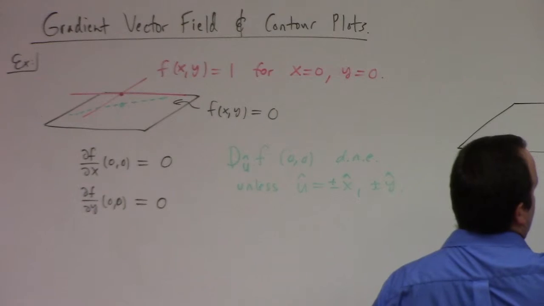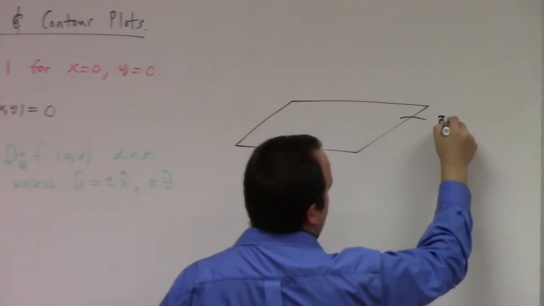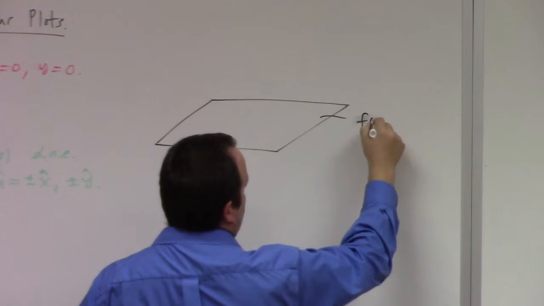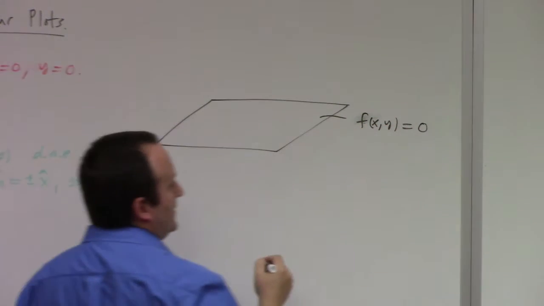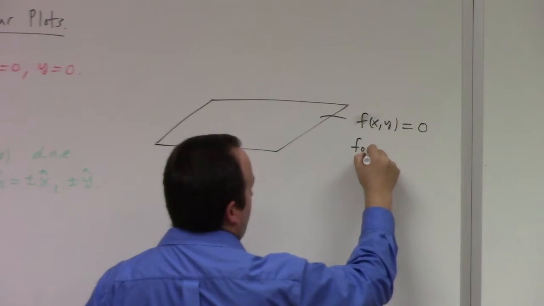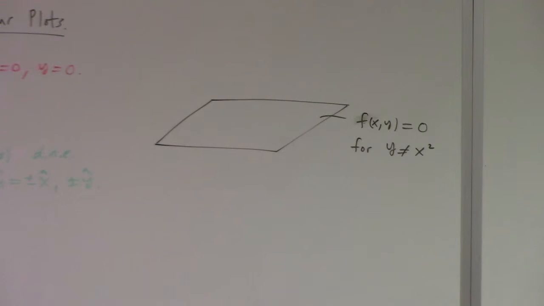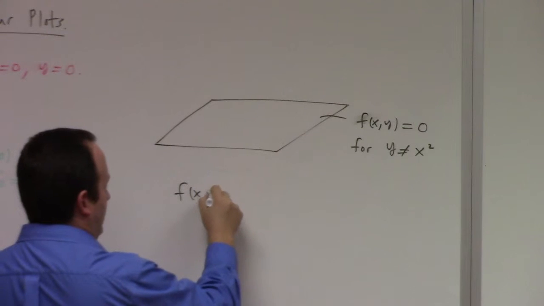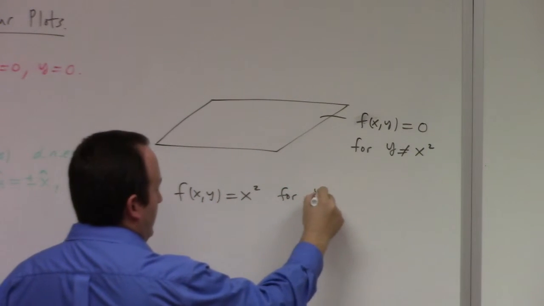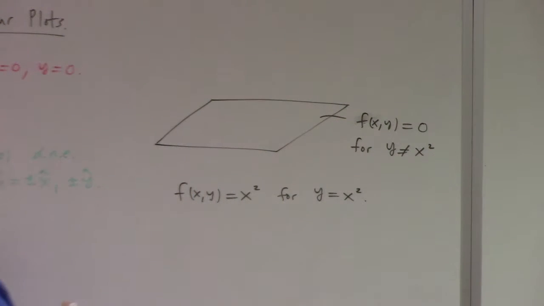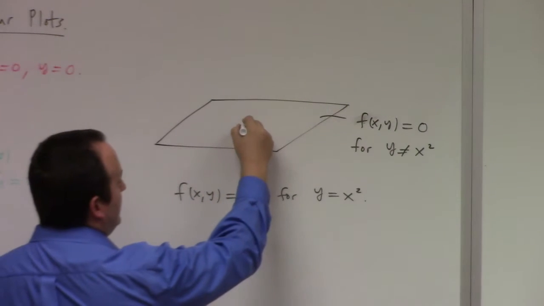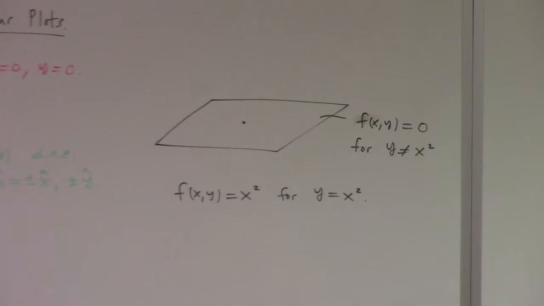So suppose you have a function, here's the graph: f of x comma y is equal to 0 for y not equal to x squared. But along the curve y equals x squared in the domain, the function f of x comma y is just equal to x squared. So it's a funny function. It's 0 almost everywhere except for this one parabola where it goes like x squared.